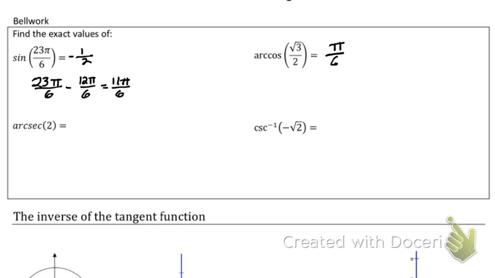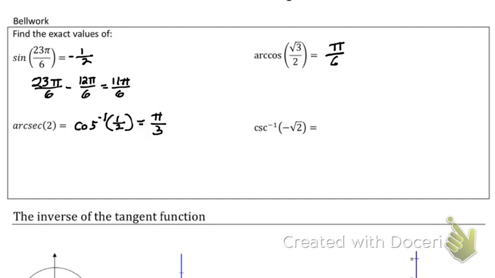Arc secant tells me that I need to go through cosine to do that. So since it's arc secant, I'm going to change that to cosine inverse. In order to do that, we must do the reciprocal inside the parentheses. So rather than 2, we're going to have 1/2. Now we're asking, when is cosine equal to 1/2? Well, it's equal to 1/2 at pi over 3.